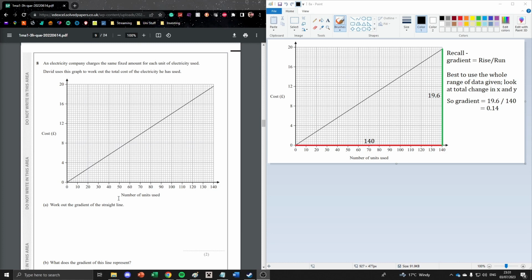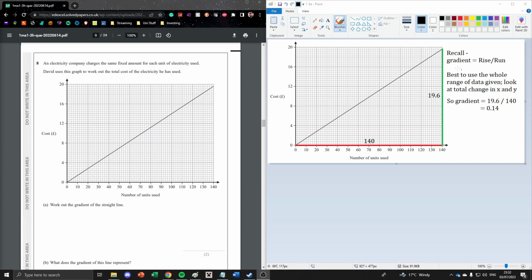Question 8 is a multi-parter, and part A specifically is looking at the properties of linear equations. So we're told that an electricity company charges the same fixed amount for each unit of electricity used, and David uses this graph to work out the total cost of the electricity that he's used. Part A, looking at the gradient, specifically says work out the gradient of this straight line.